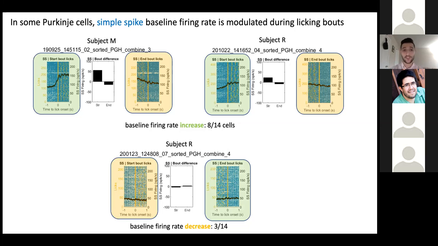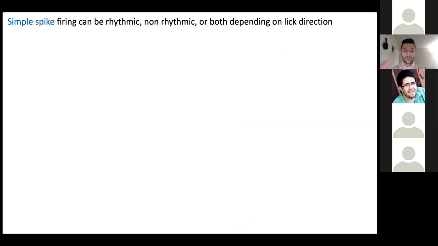Now, if there's a relationship between this behavior that we're seeing and the location that we're recording from, I don't know, and I don't think we can just come to that conclusion just yet. This is just to highlight the diversity in behavior of the cells. Now, within these bouts, and for each lick, simple spike firing can be rhythmic, non-rhythmic, or both, depending on lick direction, which is something that I've seen as well.